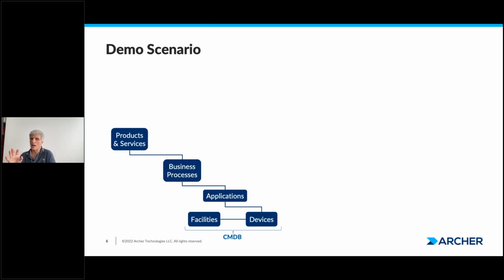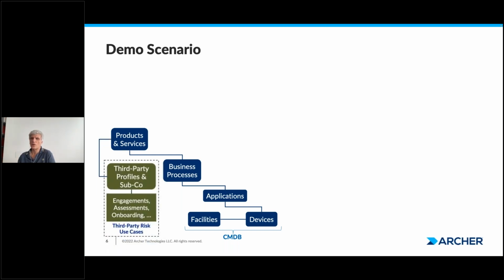As I said, Archer allows you to map any kind of asset. These are the traditional assets like products and services, business processes, applications, devices, and facilities. These are just the key relationships. There are, of course, many others, but here we focus on the assets. If you notice, the information about the devices, facilities, and applications is typically stored in a CMDB system. So we can pull this information, if you have that available, even from multiple CMDB systems, in order to correctly assign values to the involved assets.